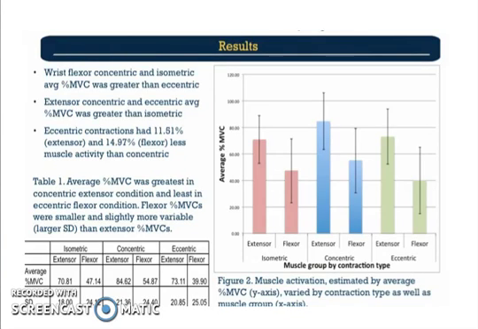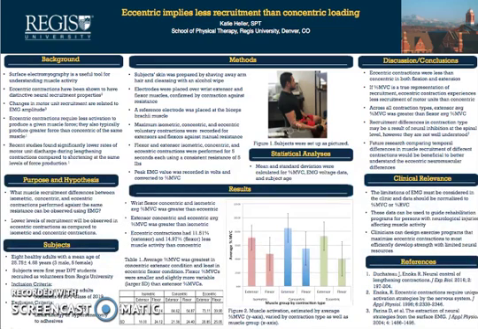Extensor average percent MVC was consistently greater than that of the flexor muscles. However, this relationship was not an interest of the current study. If percent MVC is a valid measurement of recruitment, we can conclude that eccentric contraction experiences less recruitment of motor units than concentric contraction. The literature suggests this may be a result of neural inhibition affecting motor unit discharge rate at the spinal level.